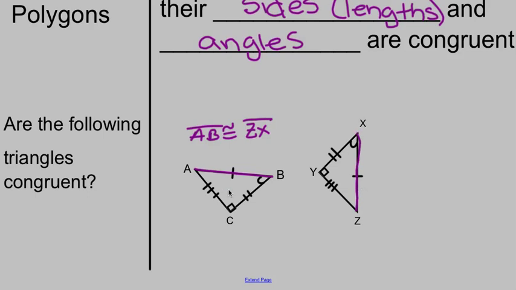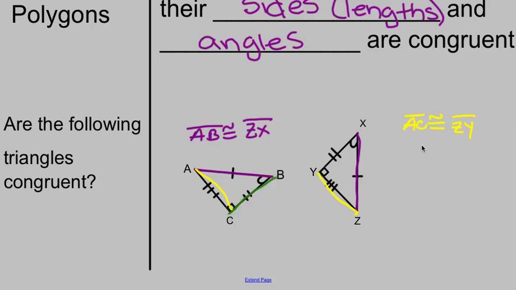So let's try another one. A to C. Whoops, sorry, that wasn't straight. A to C. No angle to a right angle with 3 hash marks. Here's 3 hash marks. No angle to a right angle is Z, Y. So I know that side AC is congruent to side ZY. So far, so good. Remember, all sides and all angles have to be congruent. I have 2 down. Let's try the last one.